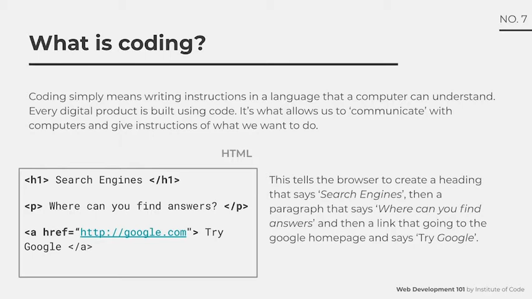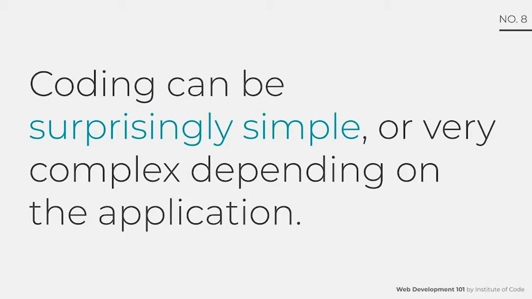On the left-hand side here, we've got a little example. This is some HTML code, and it's telling the browser first to create an H1 heading, then to create a paragraph, and then to create a link that goes to Google. Now, don't worry about the specifics of this. We're going to get into that in the next lesson. What's important is just seeing that it's not some big, scary thing. The basics of coding can actually be reasonably simple, and we're just writing in a set way that the browser can then interpret. It can be surprisingly simple, or it can be very complex, depending on the application.